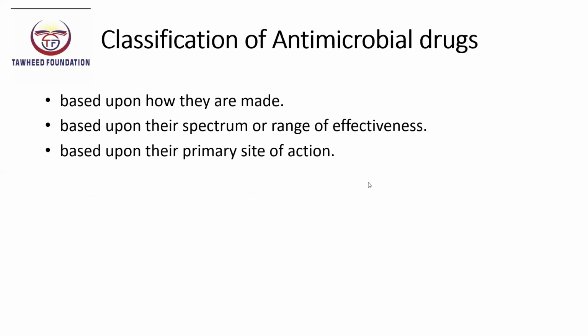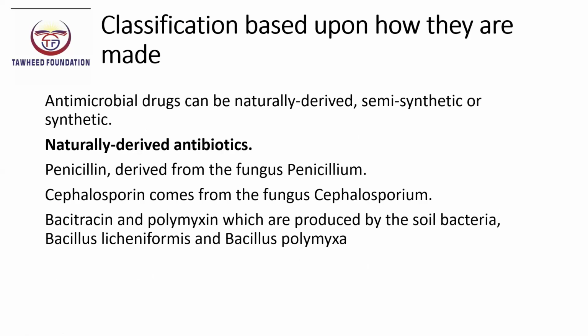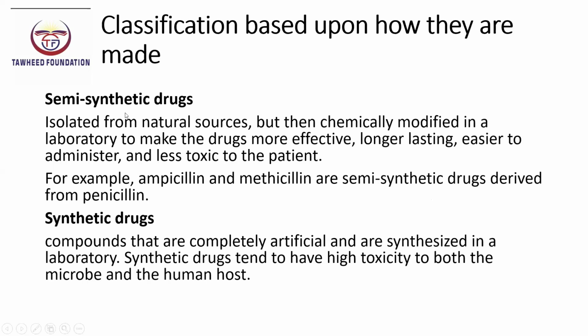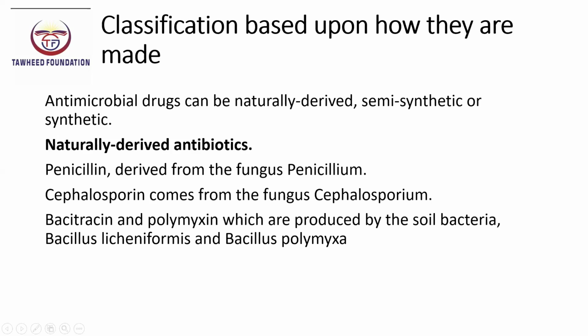Classification of antimicrobial drugs. It is based upon how they are made, and upon their spectrum or range of effectiveness and their primary site of infection. Antimicrobials are broadly classified based on their source: natural products, produced by fungi or bacteria; semi-synthetic, which are chemically modified natural drugs; and fully synthetic, chemically synthesized in the lab. We'll go one by one.